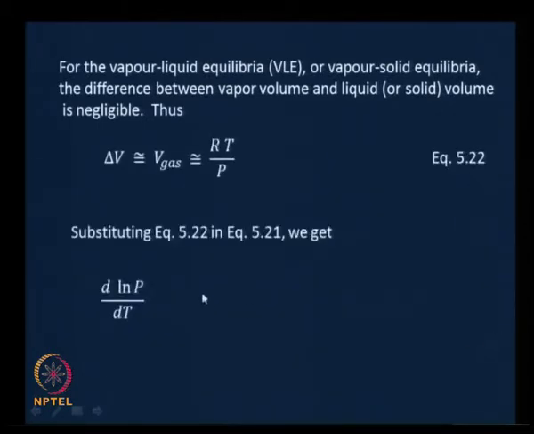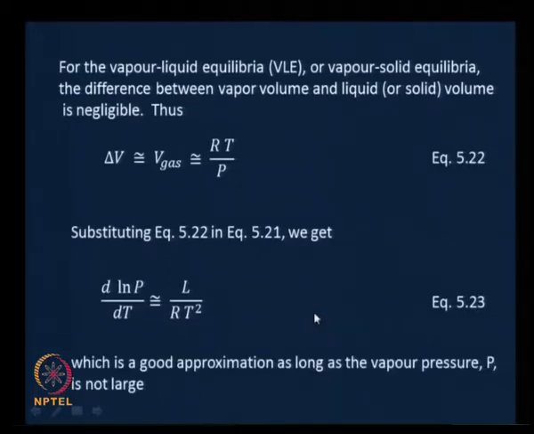Therefore, we get d ln P by dt equals L by RT square, and this is typically a very good approximation as long as the vapor pressure is not very large. If vapor pressure is large, then be careful in using this approximation.